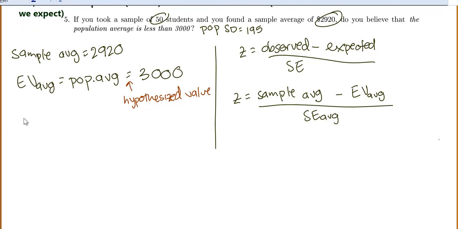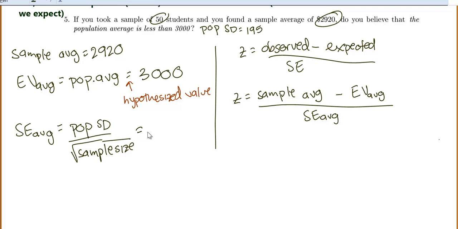And then we need to find our standard error for the average. Remember, standard error is population SD over square root of the sample size. My population SD we said was 195 over the square root of our sample size. We took a sample of 50 students, so that's 50. And this gives me 27.6. So my standard error now is 27.6.